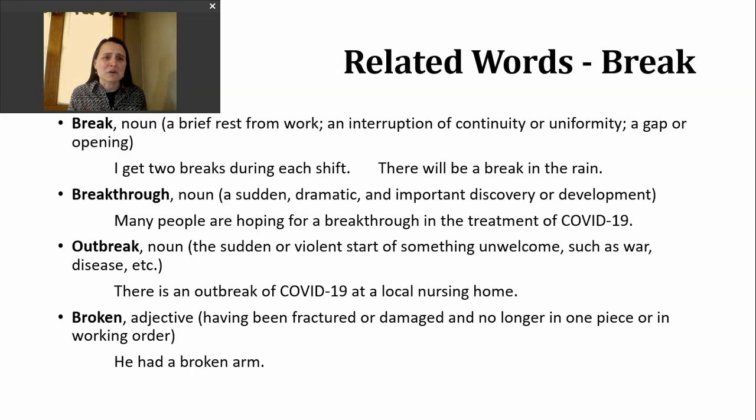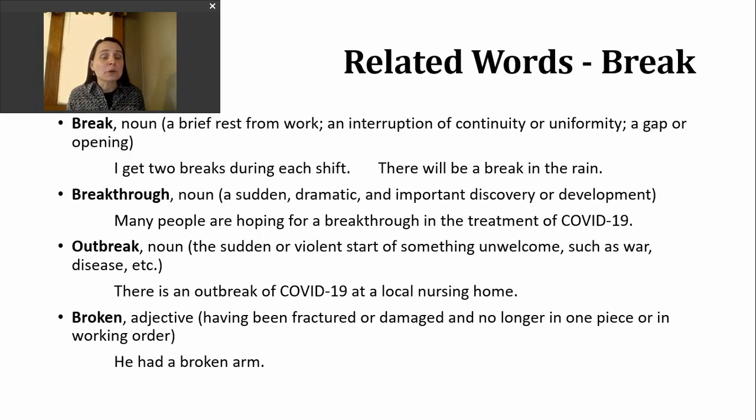The next noun also, unfortunately, might be something you're hearing a great deal in the present, and that is outbreak. It is also a noun, and it means the sudden or violent start of something that is unwelcome. Might be like a war, could be a disease. So again, that's why you might be hearing this word. And you can see that in my example sentence here. There's an outbreak of COVID-19 at a local nursing home.